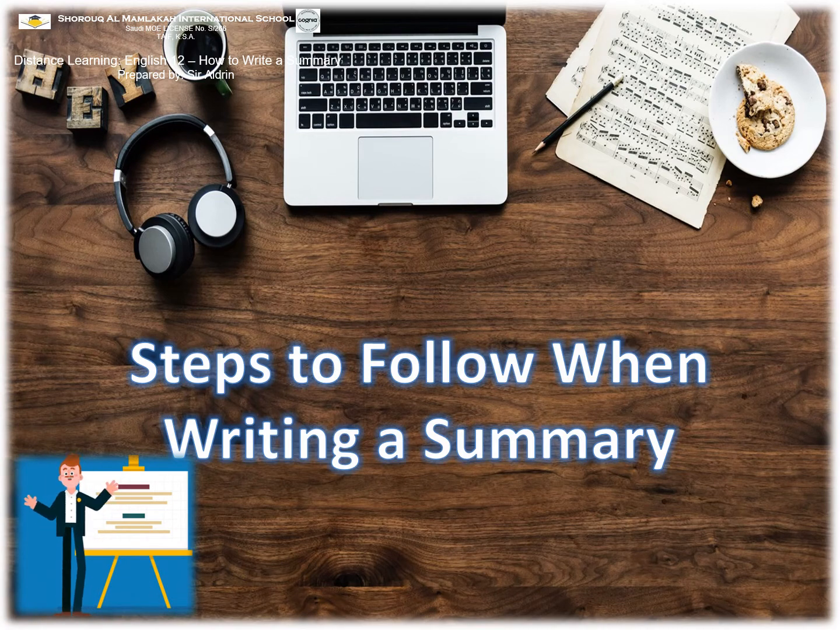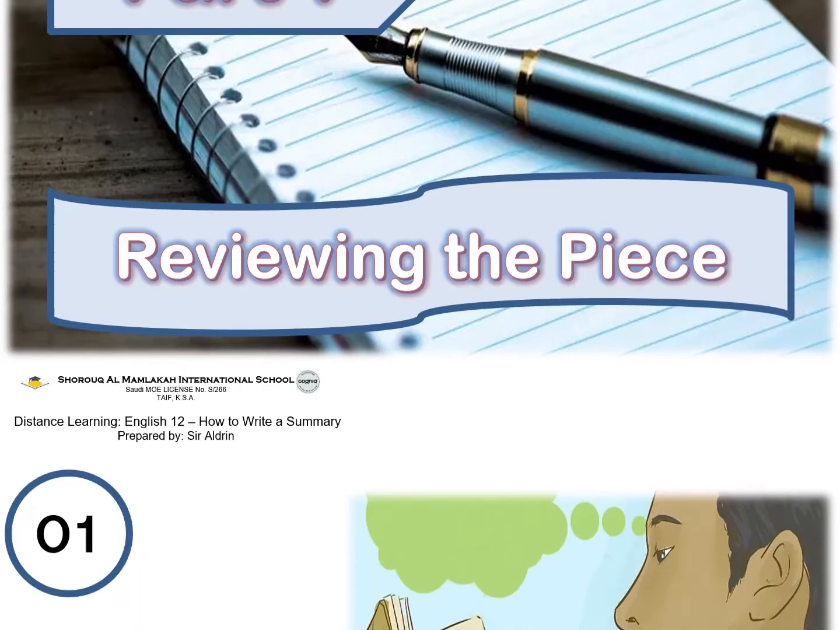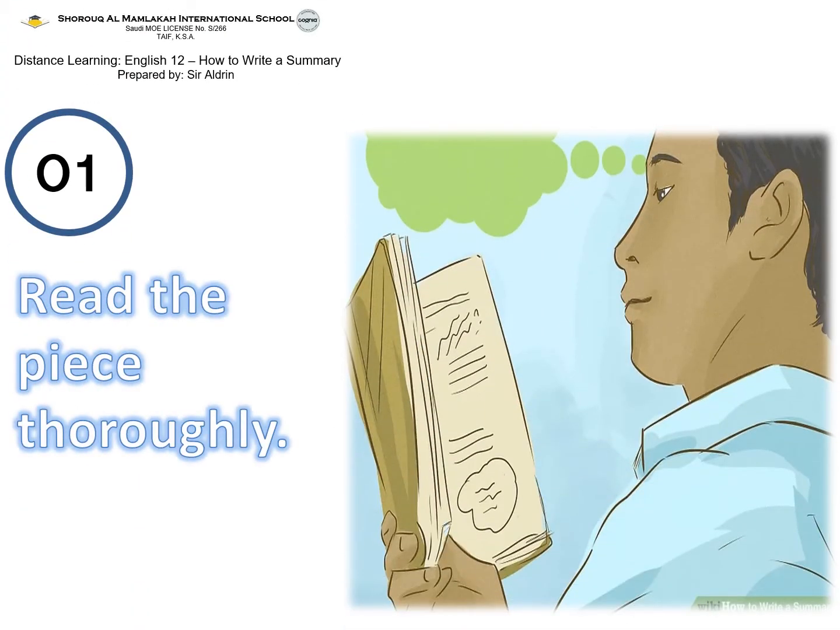Steps to follow when writing a summary. Part 1. Reviewing the piece. The first thing that you should do is to read the piece thoroughly. You should read it without making any kind of marks. Instead, focus on really understanding what the author is trying to say. This might mean that you need to read one sentence or paragraph more than once. You might also want to reread the whole piece, and that is fine.